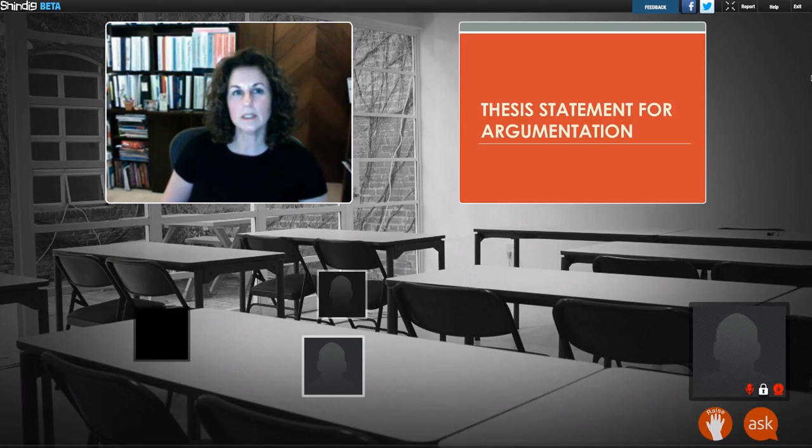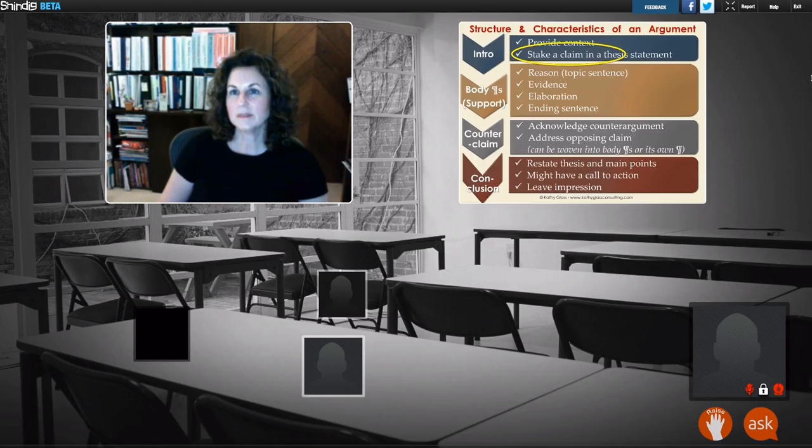Okay, so let's talk about a thesis statement for an argument. So when you write a thesis statement for an argument, next slide, please. Here's the structure and characteristics of the whole paper. As you can see here, I didn't specify how many paragraphs for any of these because the introduction could be one paragraph, it could be two paragraphs. Same with the body. It's however many paragraphs the students need to get their point across. The counterclaim may not be its own paragraph. Maybe the counterclaim is woven into other body paragraphs. But the focus that we're going to talk about here is in the introduction, how one stakes a claim. So next slide.